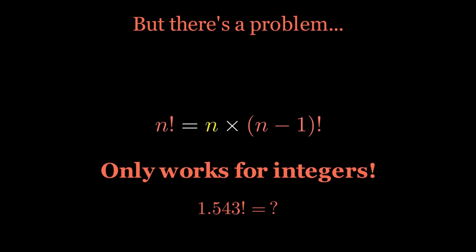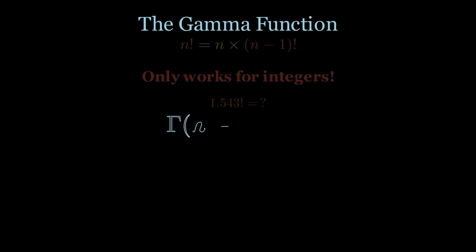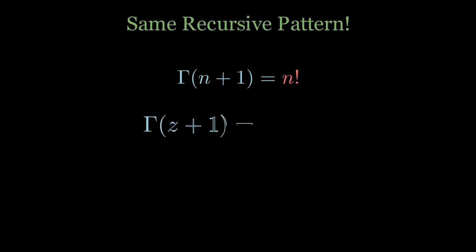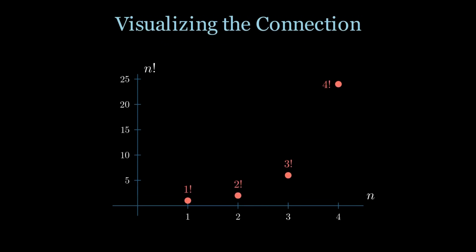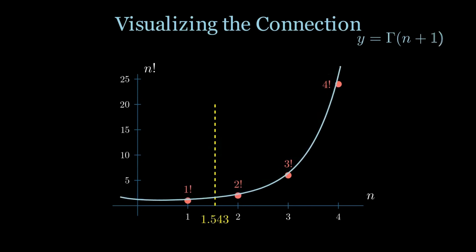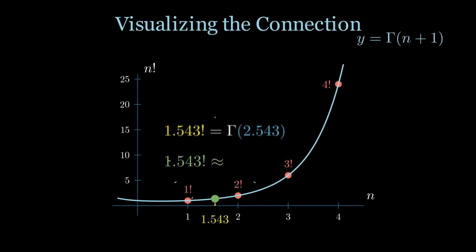So mathematicians use a continuous extension called the gamma function. It's built so that gamma of n plus 1 equals n factorial, and it keeps the same recursion for non-integers. Gamma of z plus 1 equals z times gamma of z. So factorial becomes a smooth curve instead of just isolated dots. That means we can finally interpret this. 1.543 factorial equals gamma of 2.543. So now let's calculate 1.543 factorial using the gamma function.